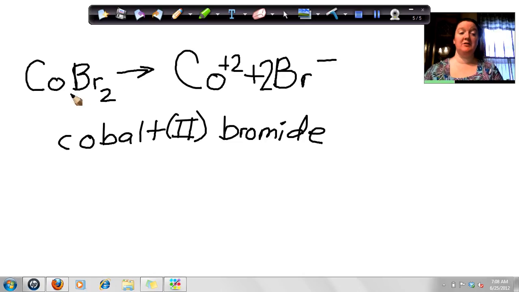So this is what we're going to look at today, naming binary compounds, making sure that we use the Roman numerals when necessary if an element has more than one possible charge, and making sure that we use the proper ion name when naming the negatively charged part.